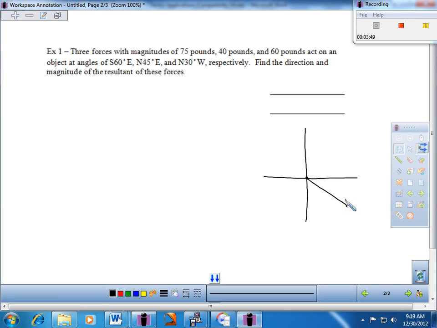Okay, good. I'm going to hold off labeling things until after all three are drawn, but I will try to draw them at least somewhat to scale. All right, so there's our first from here to here.